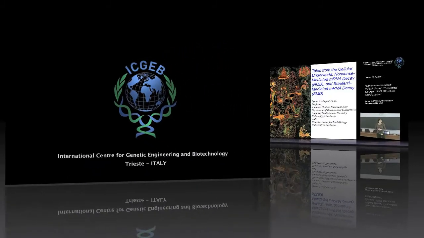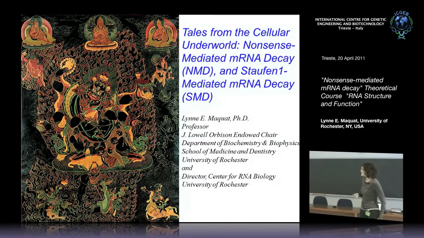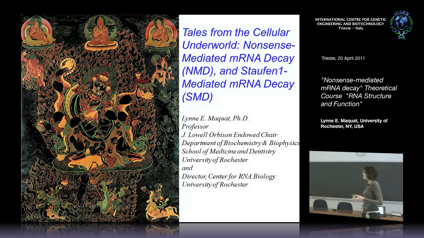Okay, so we're going to return to talking about mRNA decay. And today I'm going to focus on two pathways that are mechanistically related but serve distinct purposes. And again, I will be focusing on mammalian cells. The first one is nonsense-mediated mRNA decay, which we abbreviate NMD. And the second is Staufen-1-mediated mRNA decay, which we abbreviate SMD. And today I'm going to be focusing on work that's done in my lab.